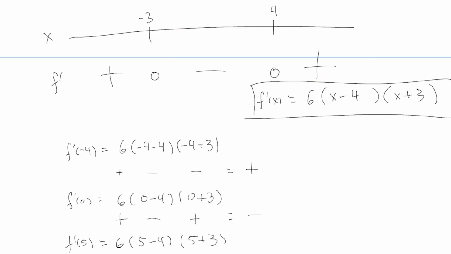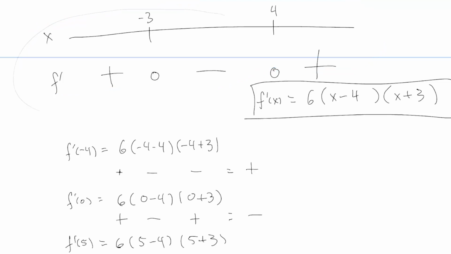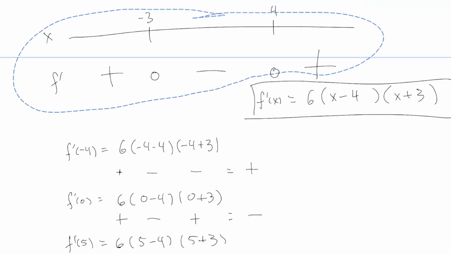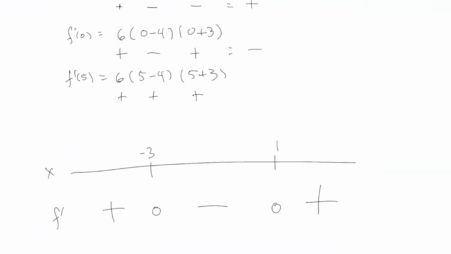The question that I'm asking here is, what about the relative extrema? They are these points, negative 3 and 4. The only thing that we need to worry about is, for each of those, are they a minimum or a maximum? And you can tell that by looking at these signs. So I'm going to copy this down just so I can talk about the signs here.